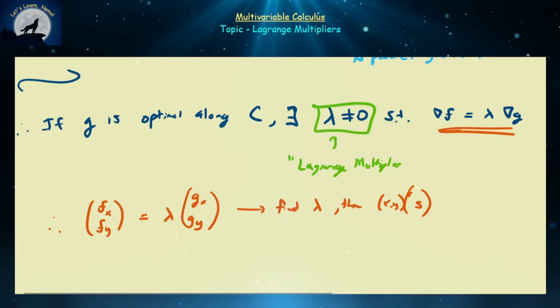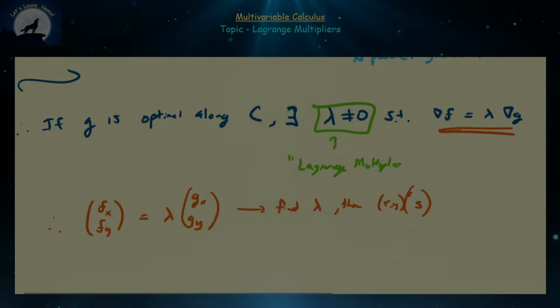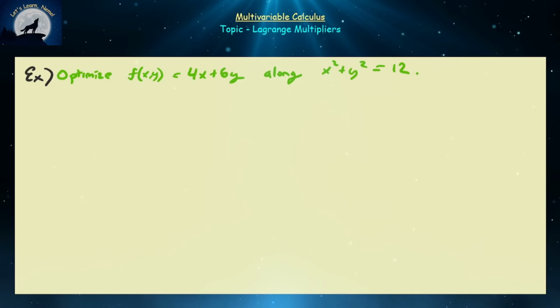Now that we have the theory built, let's work through a couple examples to illustrate it. Let's suppose that we want to optimize this linear plane, f of x, y equals 4x plus 6y, along the circle x squared plus y squared is equal to 12. And keep in mind, we're optimizing it along the boundary of the circle, not the exterior or its interior. So how are we going to go about solving this? Well, obviously, we're going to use Lagrange multipliers.